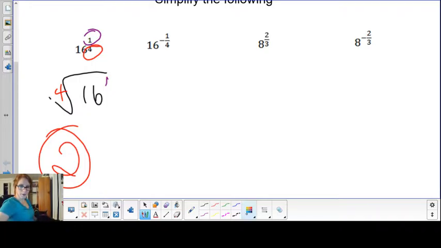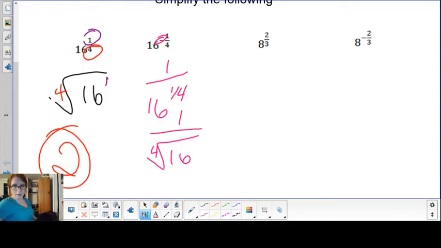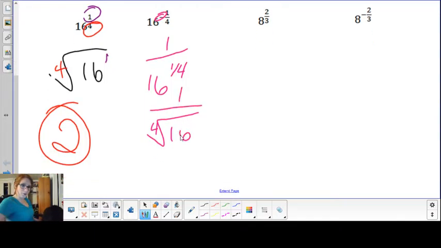This next one, however, has a negative sign with it. And we know we don't like negative exponents, so we bring that guy down below. And again, we know that the 1/4 is the same thing as the 4th root of 16. But again, it's a fraction because of the negative part. And we also know that the 4th root of 16 is 2, so my answer is 1/2.